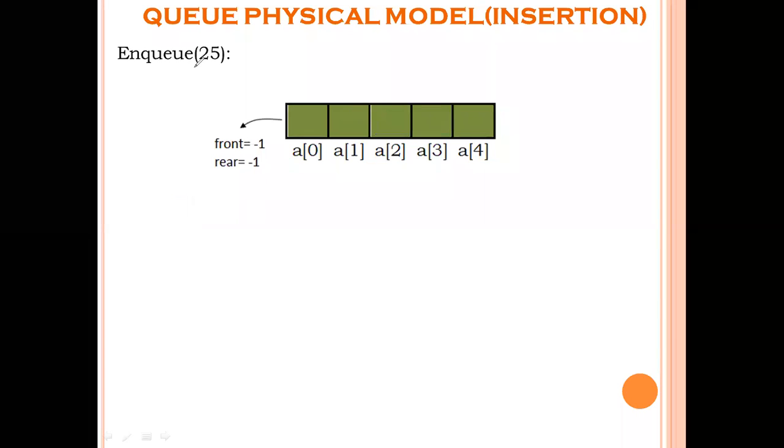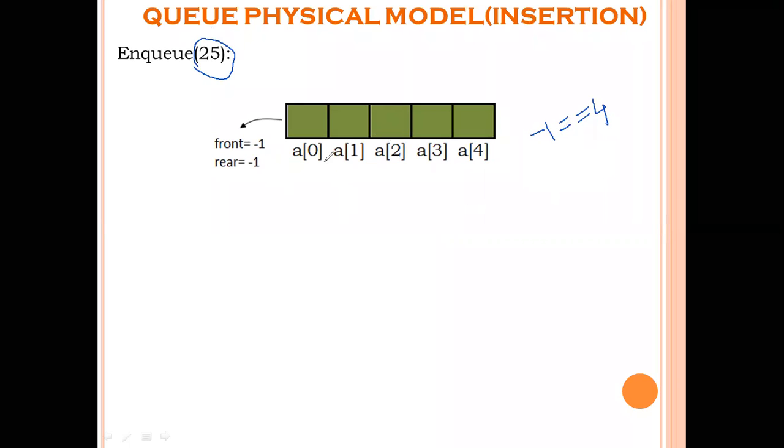Now we are trying to insert the element 25. To perform insertion, we need to check the condition rear equal to maximum size -1. Rear here is -1. Whether it is equal to maximum size we have taken as 5. So 5 minus 1, it is equivalent to 4. Whether -1 equal to 4? No. So we can perform the insertion as the queue is not full.